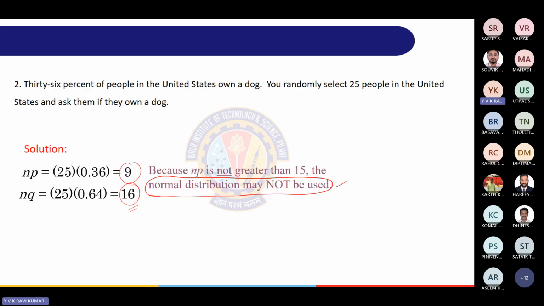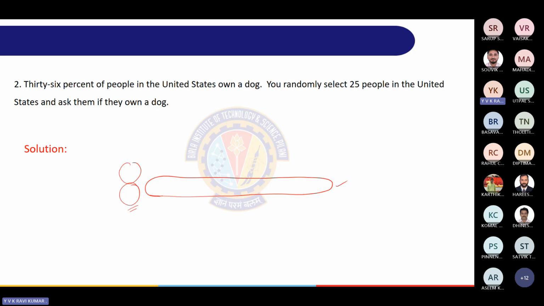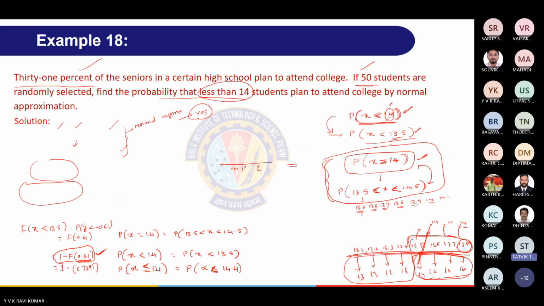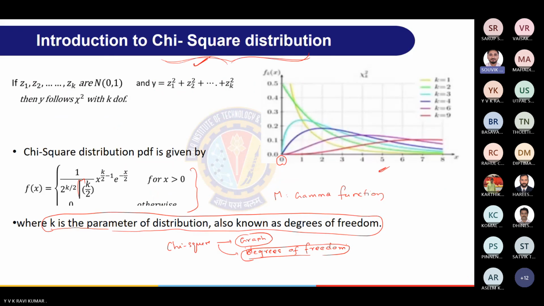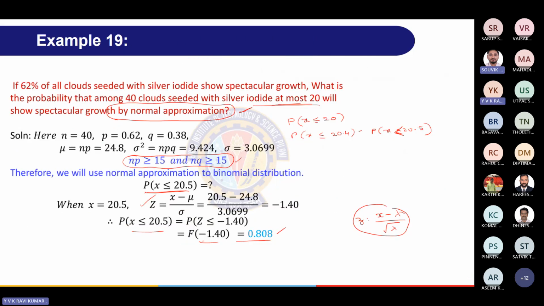This is just the applicability of approximation in these two problems, NP and NQ calculation. Example number 19, sir. So in example 19, we are getting the value as minus 1.40. So how are we reading the probability value 0.8 from that table? Could you please explain once?